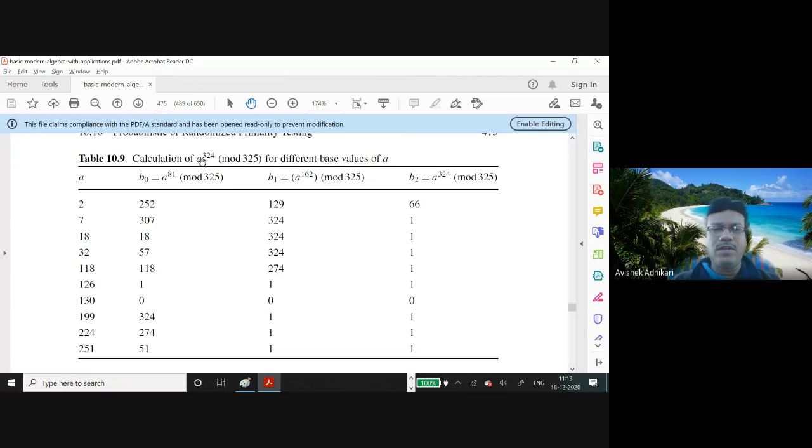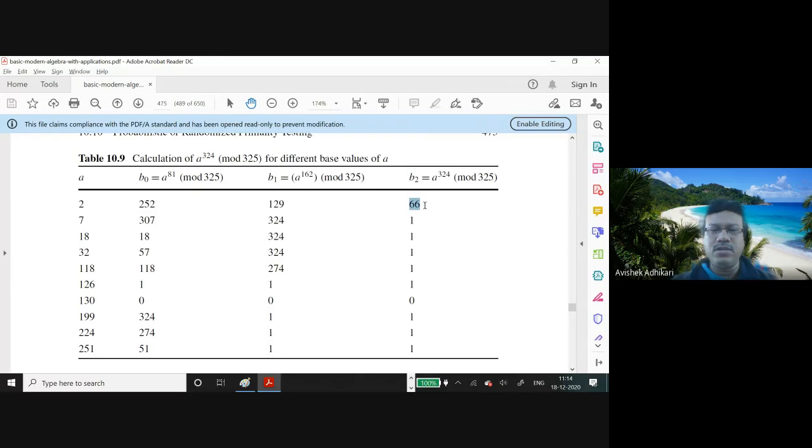So you want to calculate a to the power 324 modulo n for different values of n. Here I have taken these values of a. So b0 is a to the power 81, because I want to calculate a to the power 325 minus 1. As I mentioned, this value starts with a to the power 81 modulo this value, which is 252. Then if I make a square of it, it becomes this. If I make a square of this, this becomes this.